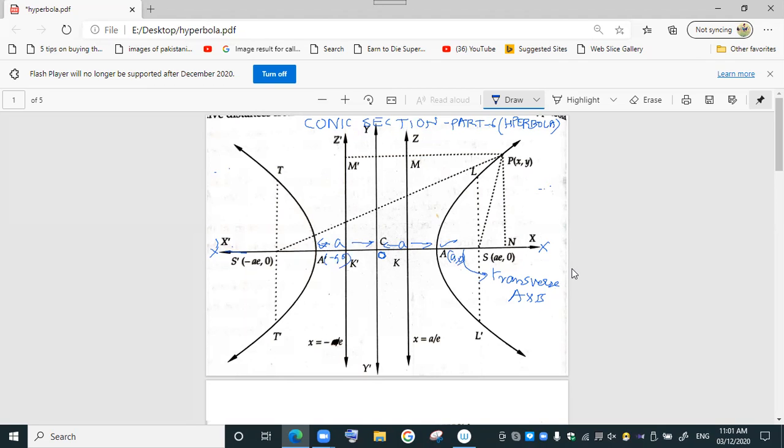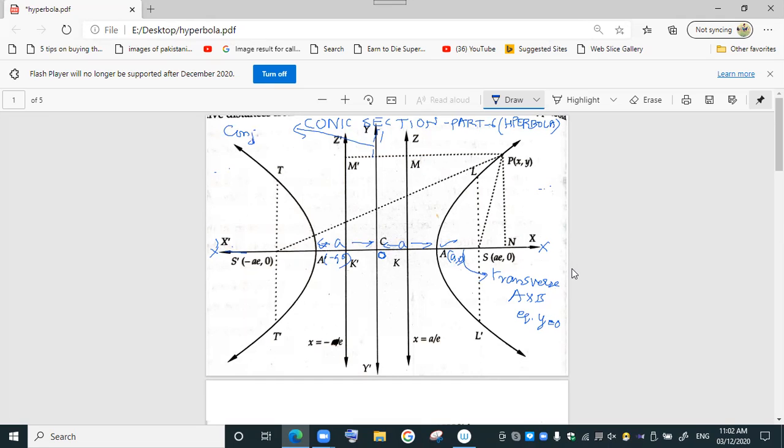Then there is another vertical axis, y'. The transverse axis is the x-axis, and its equation is y = 0. I will give you all the formulas, but first try to understand this one. Here we have one vertical line, y', and this is called the conjugate axis.